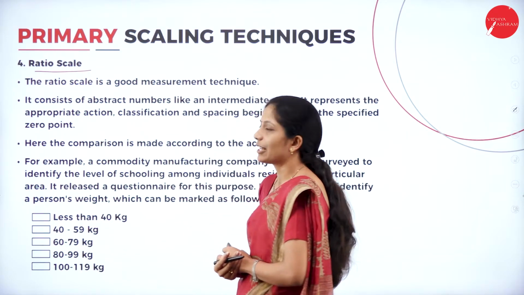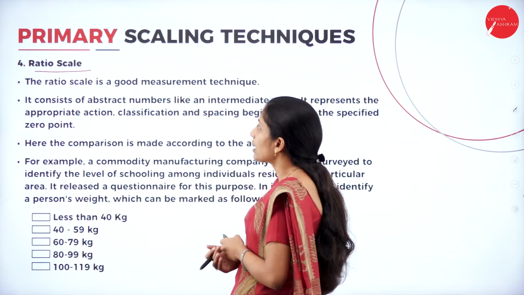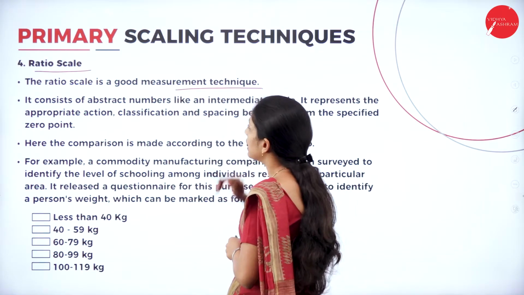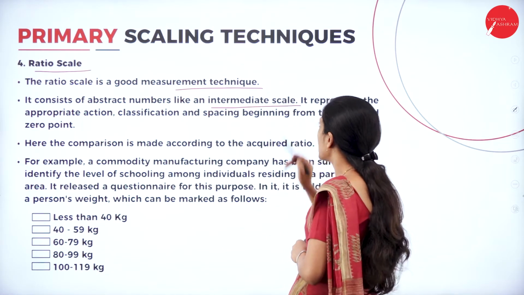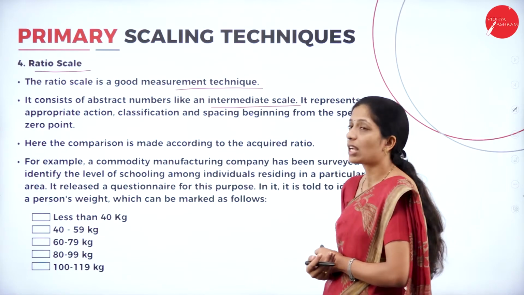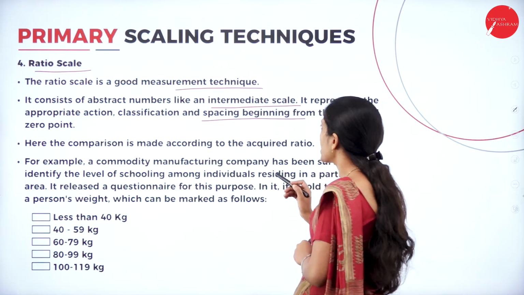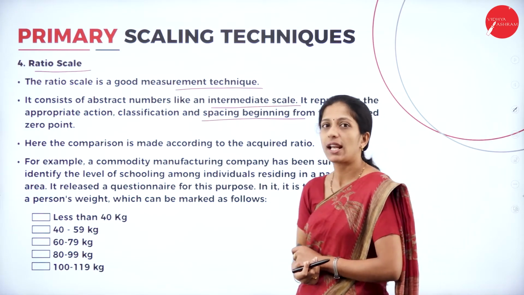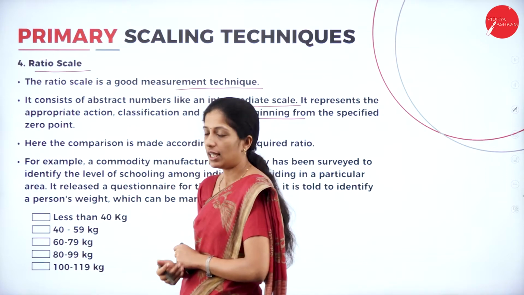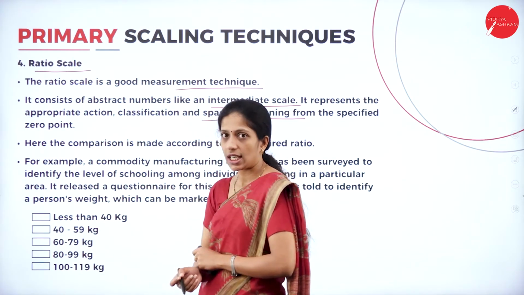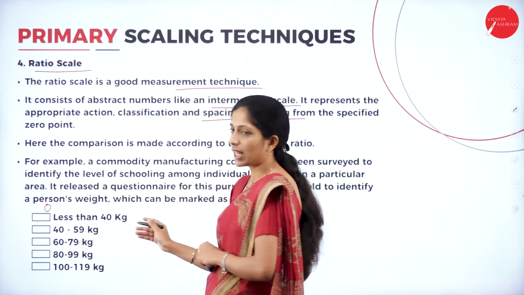Now, coming to the next one, ratio scale. Now, what do you mean by ratio scale? Here they want to identify the ratio. Okay. The ratio scale is a good measurement technique. It consists of abstract numbers like an interval scale. It represents the appropriate action, classification and spacing beginning from the specialized 0 point. Now, if you see the options here, less than 40 kg, in the sense it will start from 0. So, less than 40 kg.